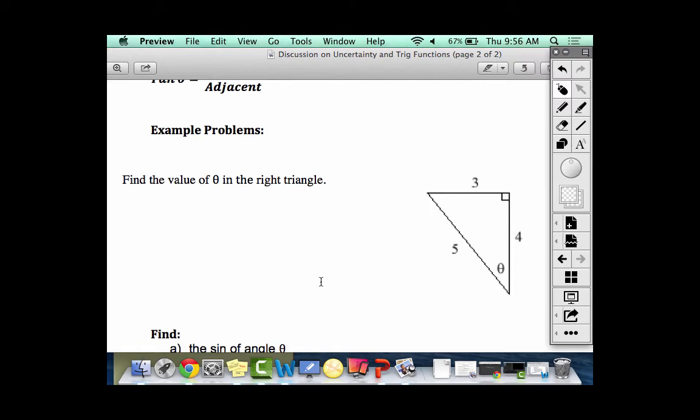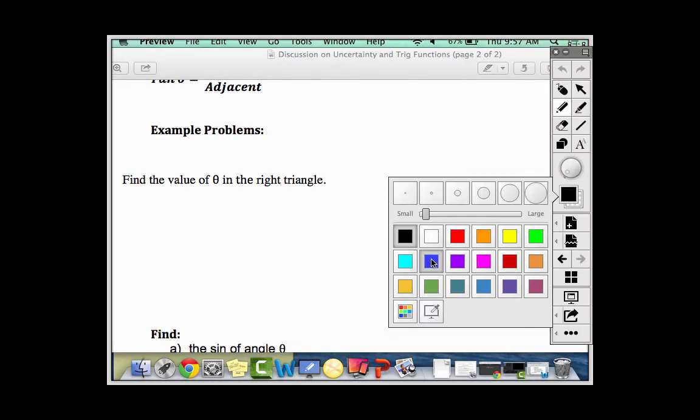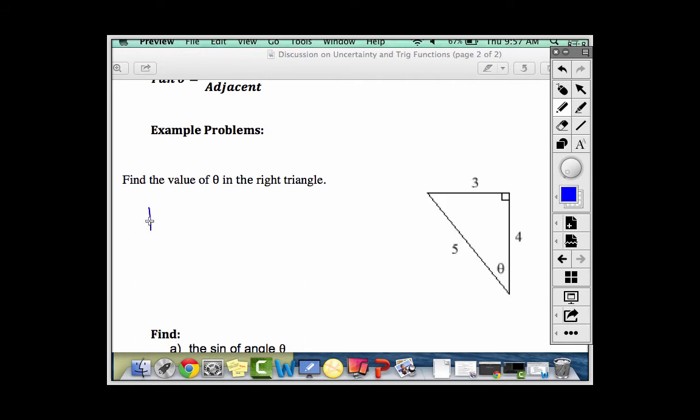Right? And so you can actually use any of the three trig functions that your heart desires. It doesn't matter which one you use, cosine, tangent, or sine. It doesn't matter. So just for the heck of it, I'm going to use tangent. If you want to do something different, you can. Let's do blue. So the tangent of theta is equal to opposite over adjacent.